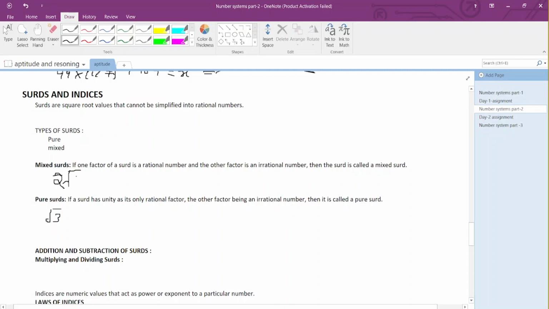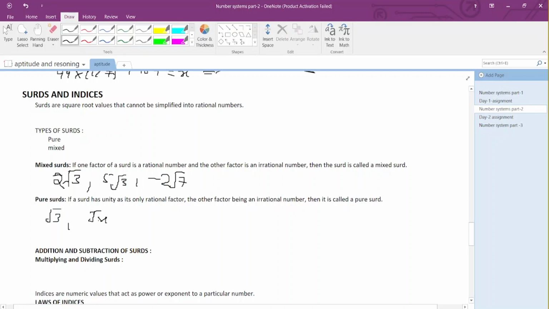And a mixed surd is a combination of rational and irrational. Let's say I'm writing some examples, right? 2 root 3 and 5 root 3 here, and you can consider negative values also, minus 2 root 7. So basically, if one factor of a surd is a rational number and another factor is an irrational number, then such a surd is called a mixed surd, right?